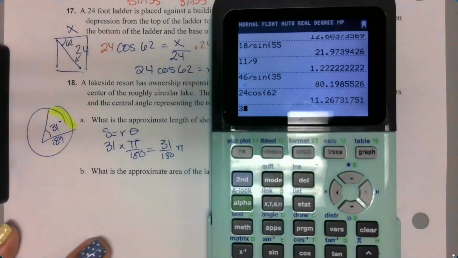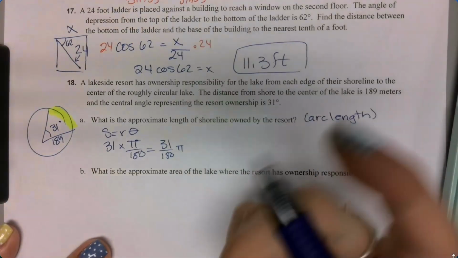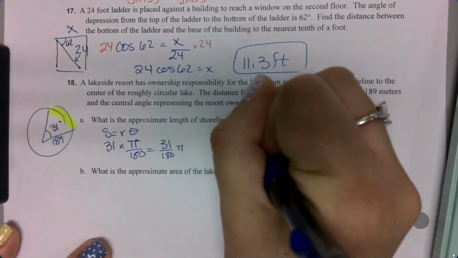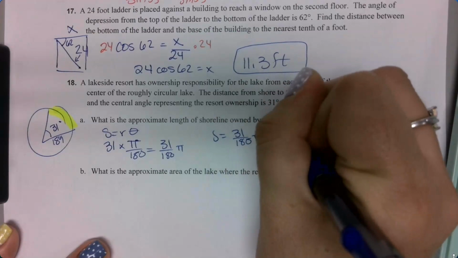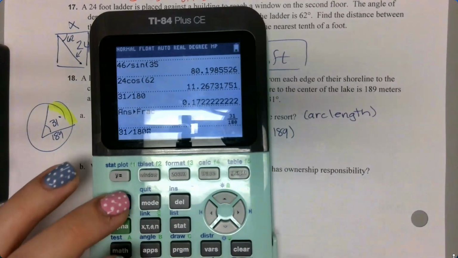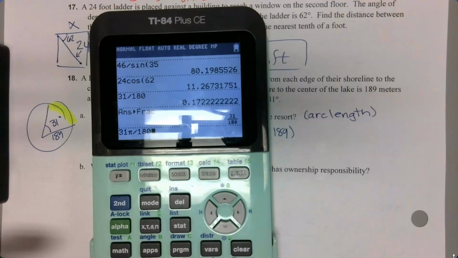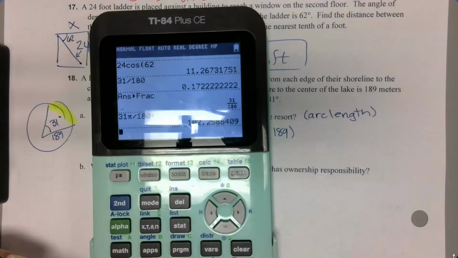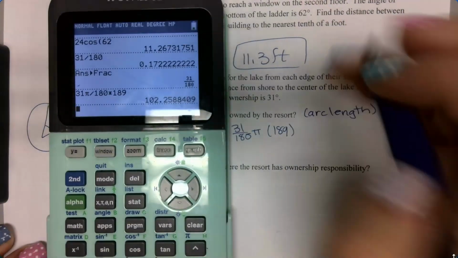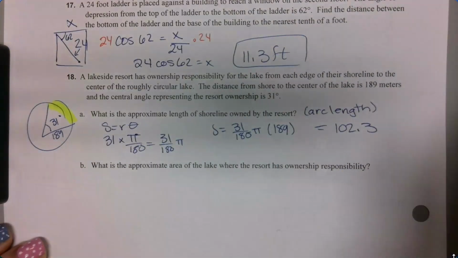I want to see if I can simplify this fraction. I don't think I can. I cannot. Okay, so then I just plug into my formula. So I have S equals 31 over 180 pi times my radius of 189. Which gives me, did it tell me where to round? I'm going to go with 102.3. And this was meters.